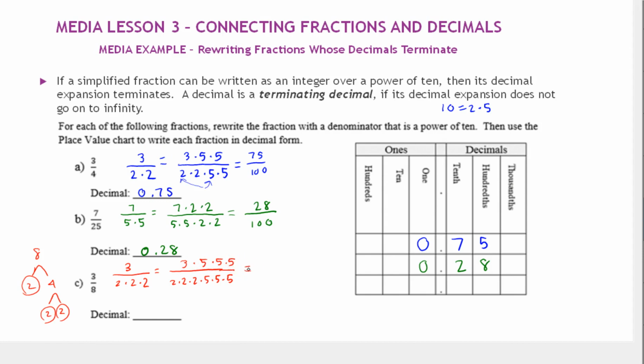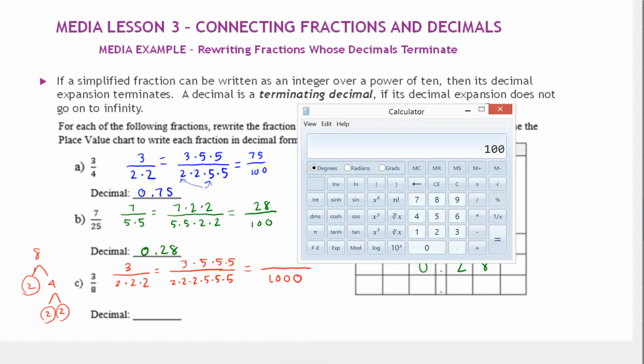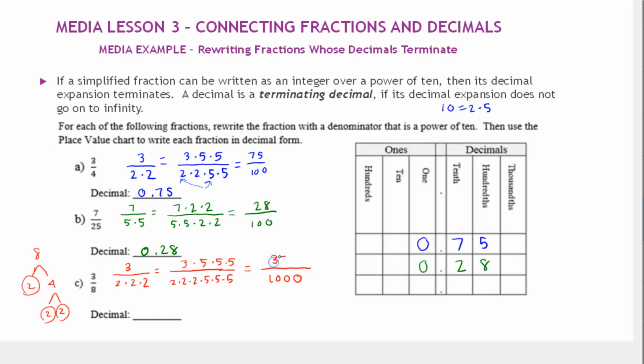Now we're going to multiply this out. I hope you can see, if we multiply the 2s with the 5s, this is 10 times 10 times 10, which is 1,000. You can check that on your calculator if you'd like. Then we have 3 times 5 times 5 times 5. 3 times 3 factors of 5 is 375. So this is 375 thousandths. I'm going to go all the way to the thousandths, write the number backwards, and we have 0.375.